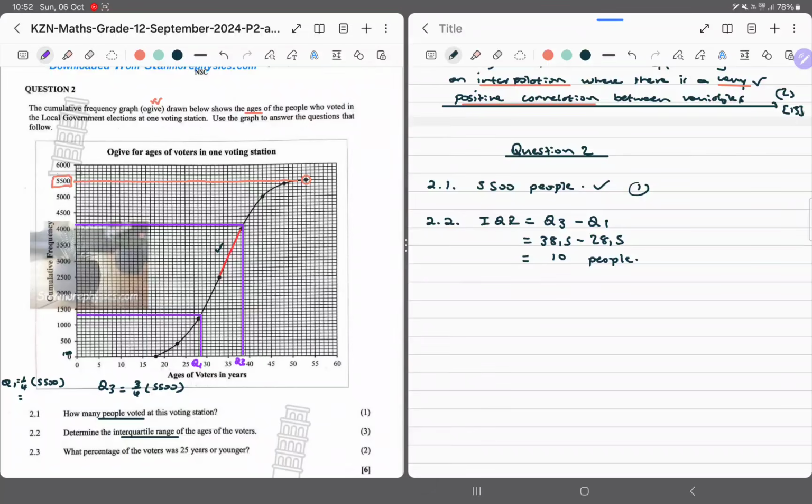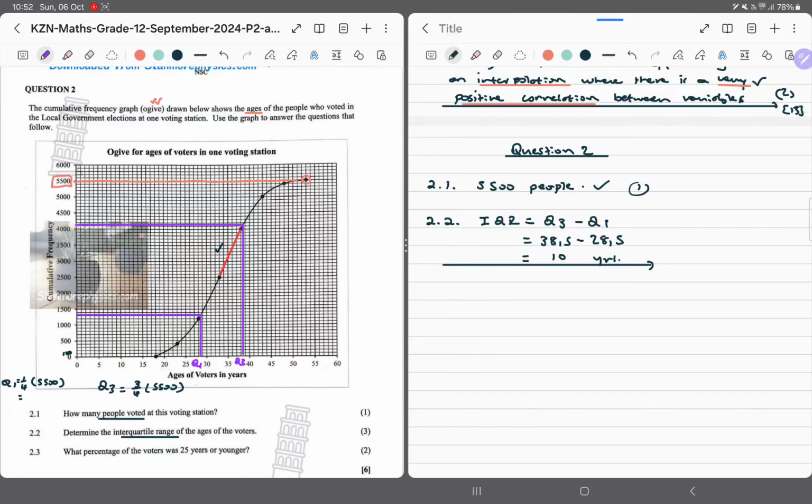All right. No, is it 10 people? It says the ages. It's 10 years. So that means these people differ by 10 years, okay? Because this is ages, IQR of ages. So be very careful of what is the unit of measurement.